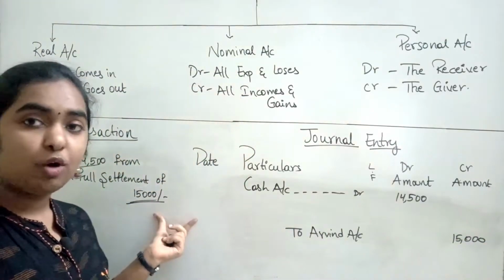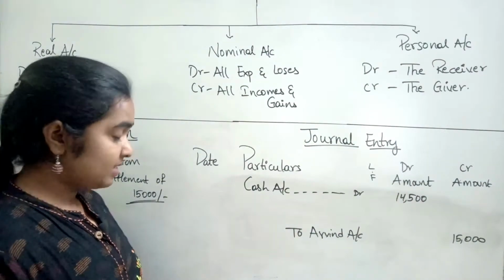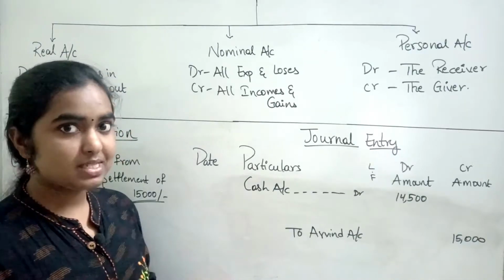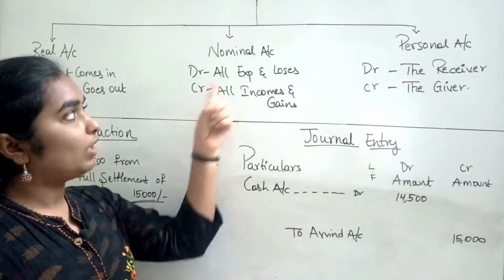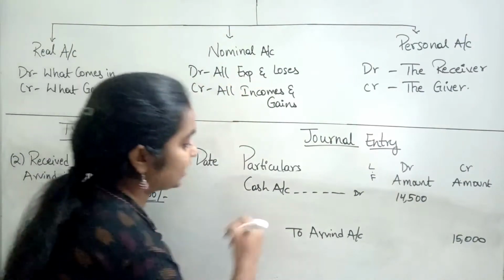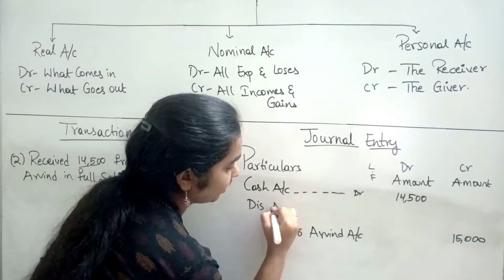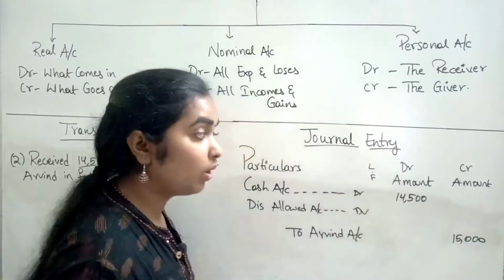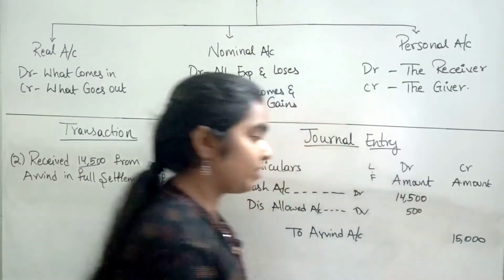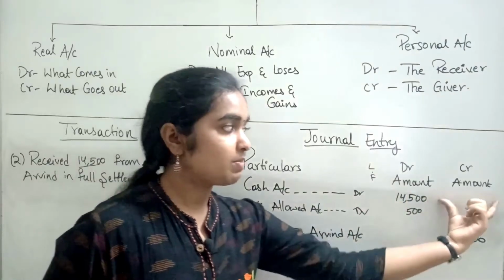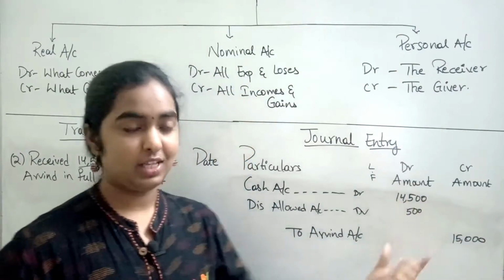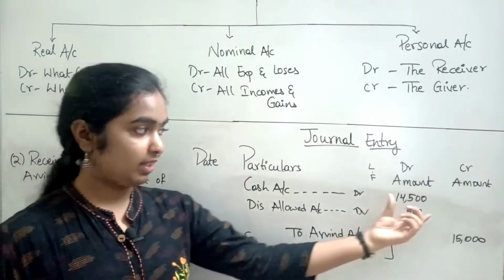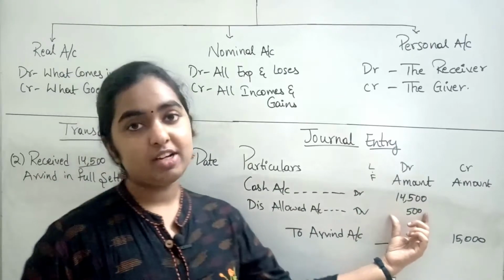And then the third aspect involved over here is discount allowed. Since we are allowing discount to that person, that will be in the nature of an expense, right? So as per the nominal account, all expenses have to be debited. That's why the discount allowed account has to be debited in our books of accounts. How much? The discount is only 500. If you see here, the debit total will always be equal to the credit total, 15,000 and 15,000. Okay. So the narration will be like: received amount from Aravind of 14,500 after allowing 500 as a discount.